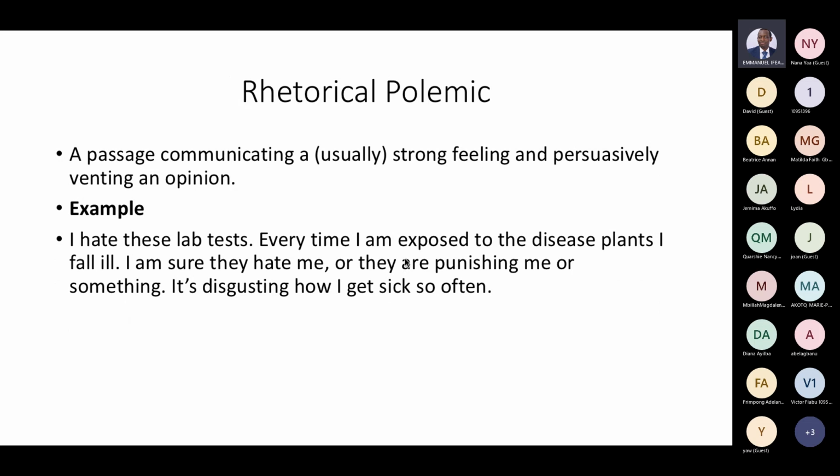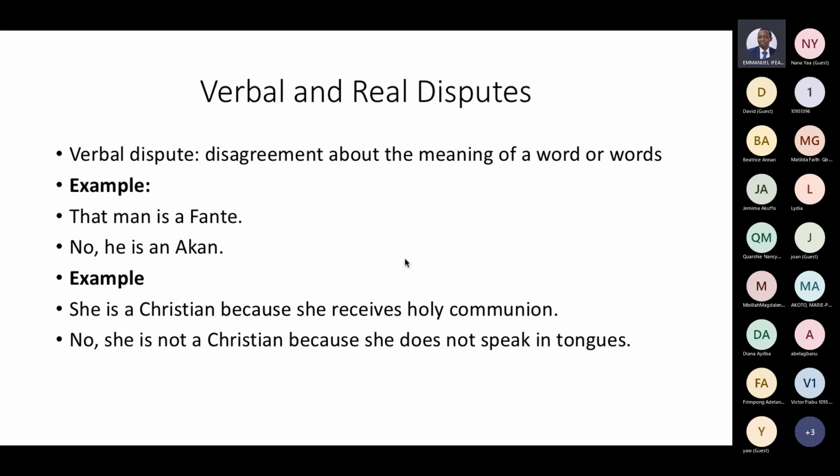So rhetorical polemic is usually a collection of emotive expressions, and sometimes there could be a claim among the emotive expressions, situated somewhere among them, at least to give a sense to the emotive expressions, why the emotive expressions are coming. Then we looked at the difference between verbal and real disputes.